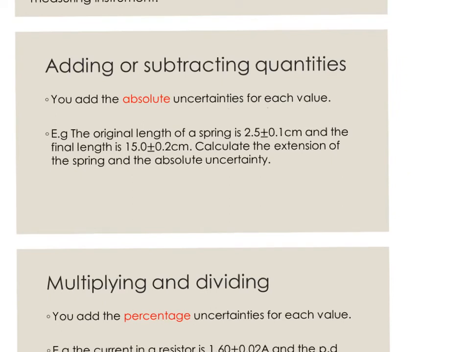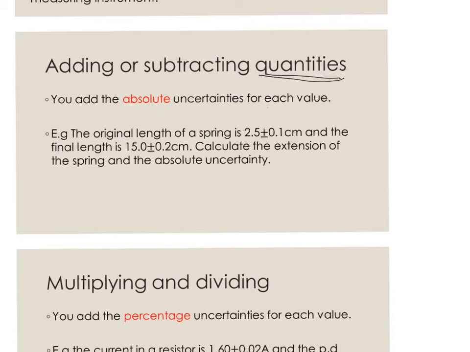Now there are three rules regarding how we deal with uncertainties when we use equations. We're going to start with adding or subtracting quantities. So for example, we have an example here, but I'll actually start with what the actual rule is first. When you add or subtract quantities, so if you add length or subtract length, that's what we mean by quantity. Remember, anything can be a quantity that you can measure. So in this case, we're going to be looking at the example of length.